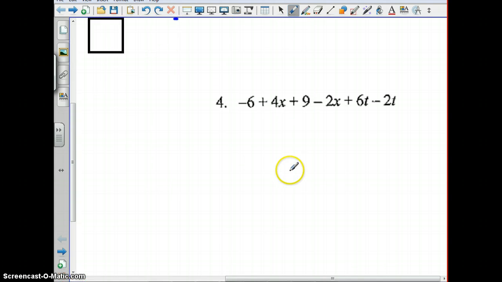All right, moving on to number 4. What's the first term? Negative 6. That's a constant. That means there's no variable. Are there any other constants? Yes. Which one? Positive 9. So I know I can put those two together. Let's go to our next term. What's the next term? Positive 4x. Are there any other x terms? Negative 2x. Good. I like how I'm hearing you guys say negative 2x. That's right. And then I'll just use a triangle here.